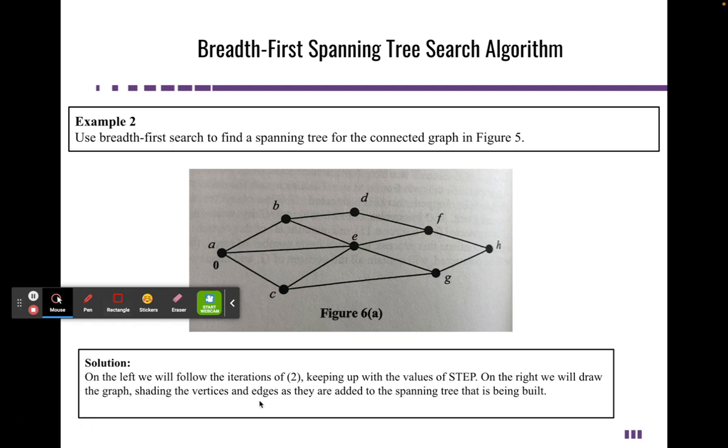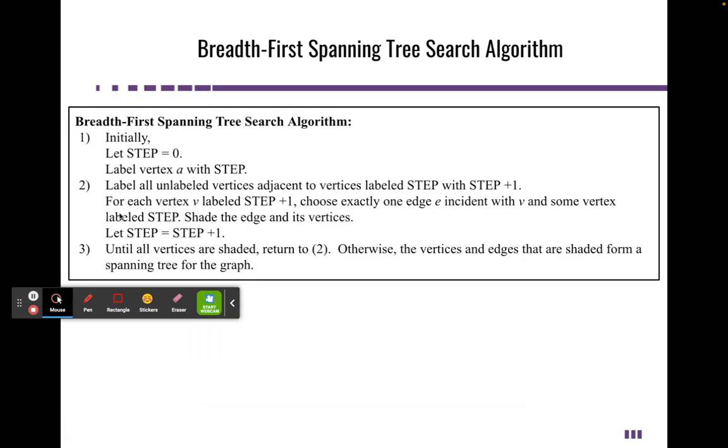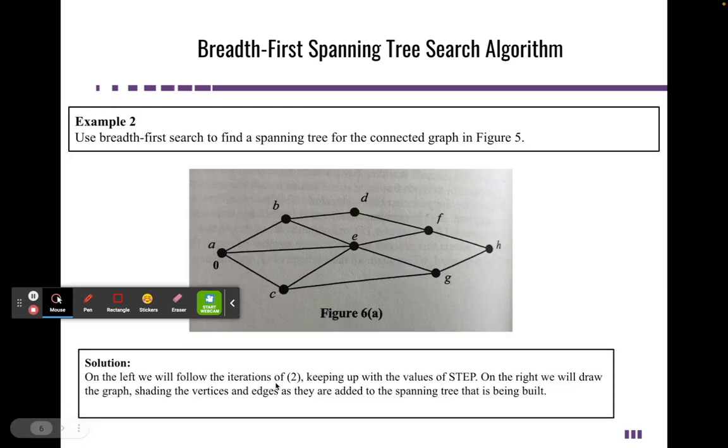All right, on the left, we will follow the iterations of 2. So that's step 2 of the process that we have in the previous slide. So that's this right here, this guy. And keeping up with the values of step. On the right, we'll draw the graph, shade the vertices and edges as they are added to the spanning tree that's being built. So you can see here, we're at step 0. We've already gone ahead and put that step 0 on there.